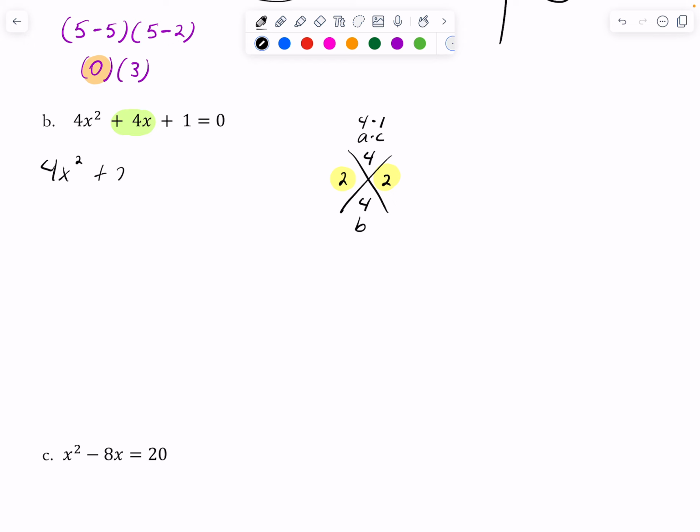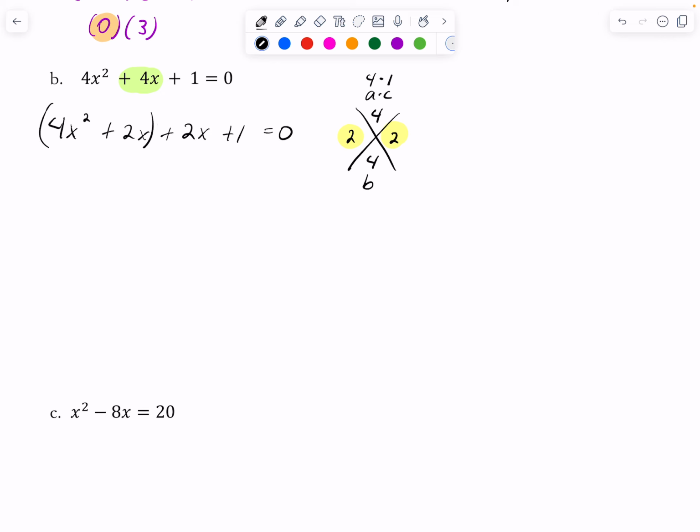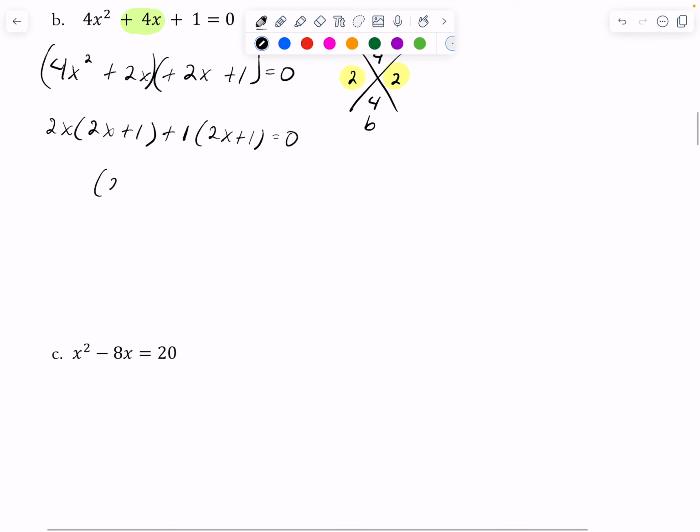So plus 2x plus 2x. Bring down the plus 1. You can write the equals 0. It's just going to come along for the ride, so no worries there. Let's do grouping. Out of those first two terms, I can take a 2x, which leaves me with 2x plus 1. Out of my next two terms, I can take out a plus 1, which leaves me 2x plus 1. Continue our grouping, and you should notice that this is actually a perfect square trinomial.